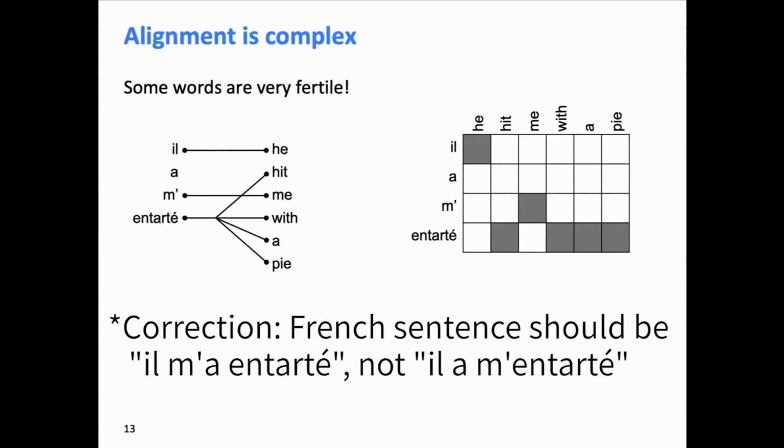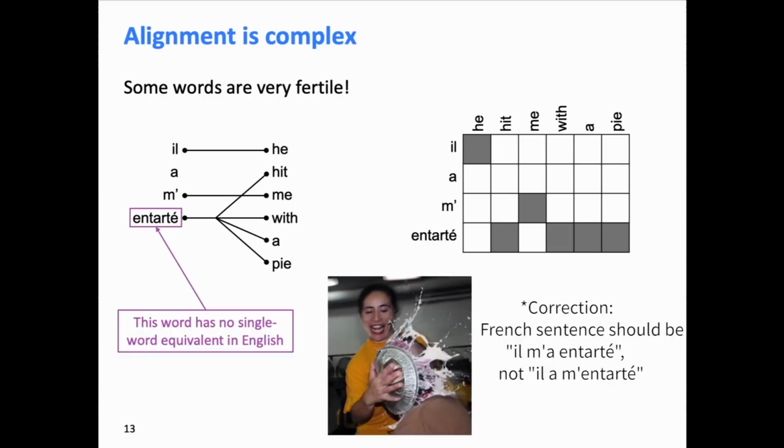So in fact, there are some words which are very fertile. Here's an example where the source sentence, il a entarté, means he hit me with a pie. And here in French, this verb, entarter, means to hit someone with a pie. And this word has no single word equivalent in English. We don't have a single verb that means to hit someone with a pie, which I think is really fun. The French has a word. You wonder, maybe they do it so often that they need a single word for that? I don't know. So this is an example of a fertile word, right? Because it needs to have several corresponding English words to translate it.